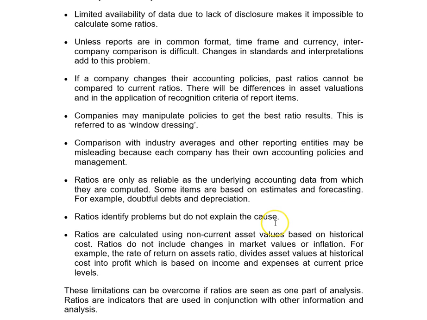Now, there are so many limitations here, but I just want to say that these limitations can be overcome if we look at this whole chapter as a supplement to whatever we have learned before in our financial statements. They are just indicators that are used in conjunction with other sources of information, with other analysis. So we cannot use this by itself, but we can use this to complement and supplement other information we have to make more informed decisions, because that's what accounting really is about.